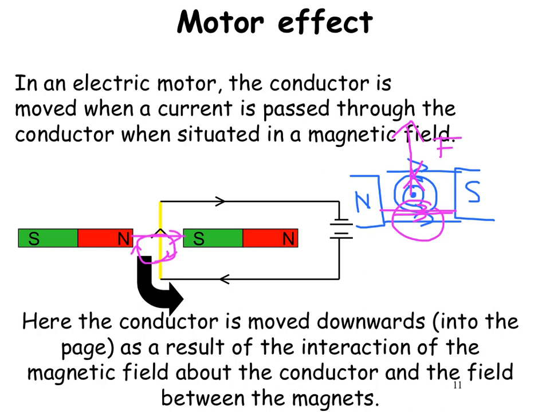It's quite difficult to work out again because of the interaction of the magnetic field about the conductor and the field between the magnets. So as I said, in 3 dimensions, I find it very tricky to be able to actually see what's going on. But you can, and there's a left-hand rule to help you work it out, which we'll talk about in a second. And that would dictate that this particular wire would move into the page.